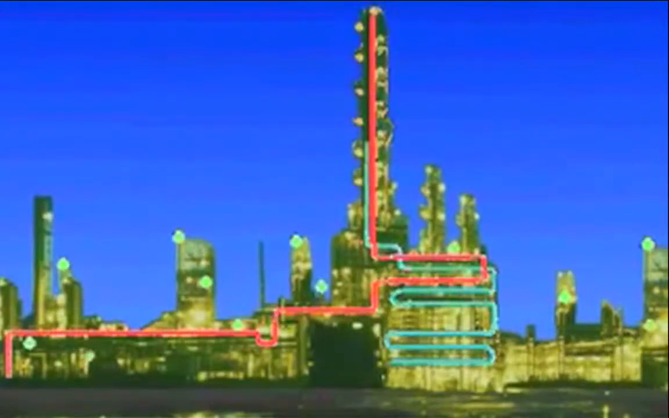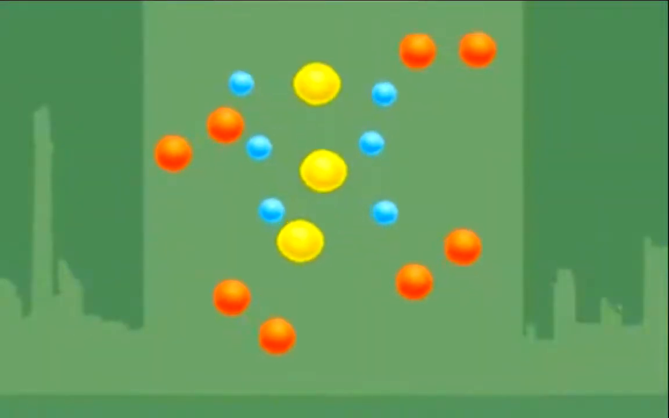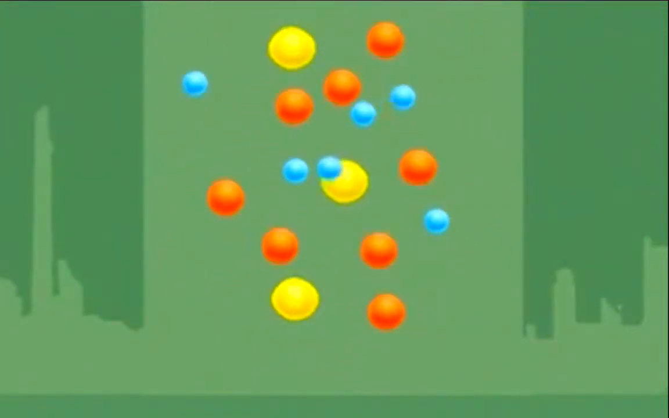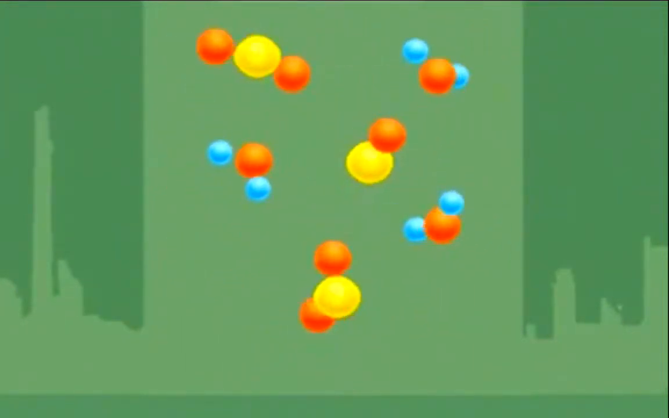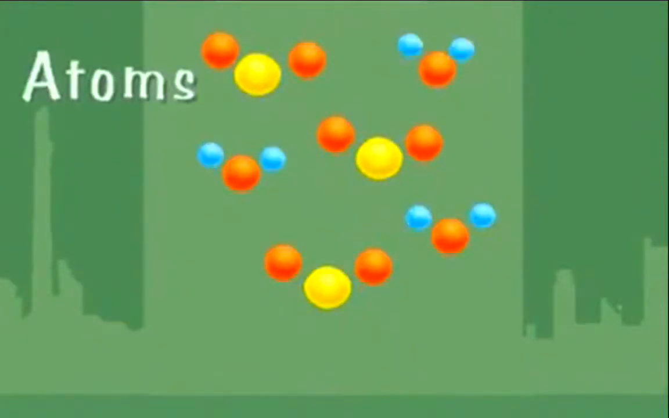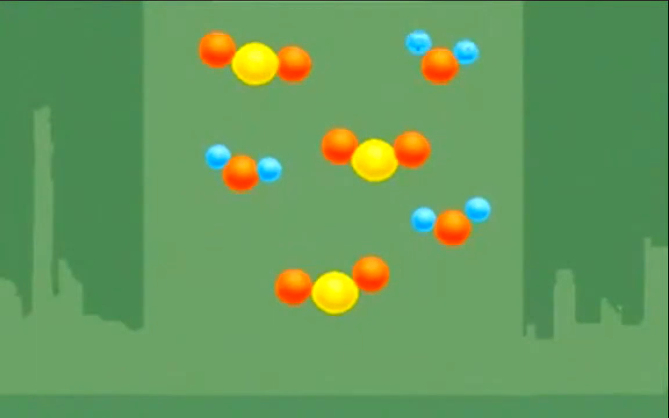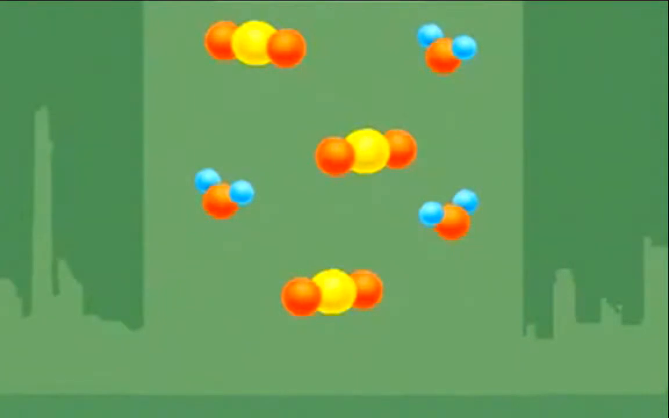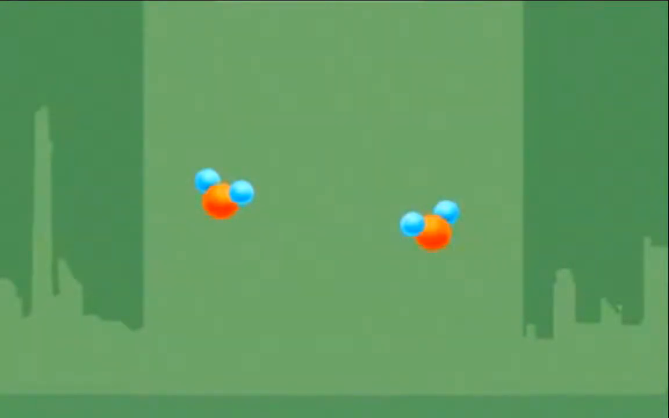Chemical factories make chemicals by taking apart molecules, separating the atoms, and putting them back together again into new and different molecules. Atoms are building blocks of matter. There are more than 100 different kinds of them. Groups of atoms stick together to form molecules. A molecule of something, say water, is the smallest chunk of water you can have and still have water.